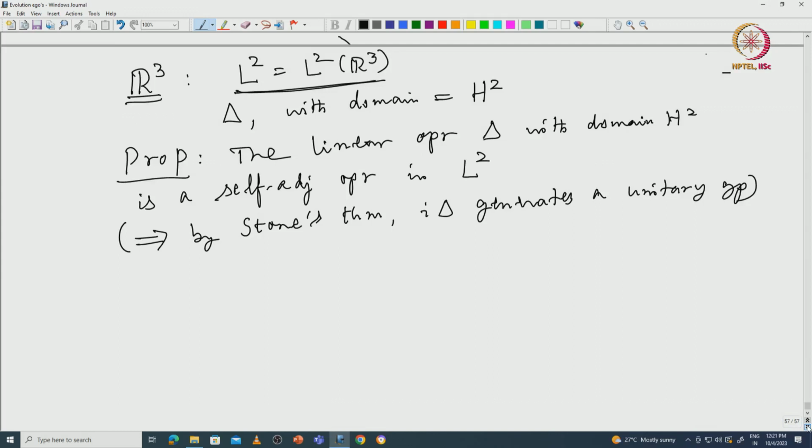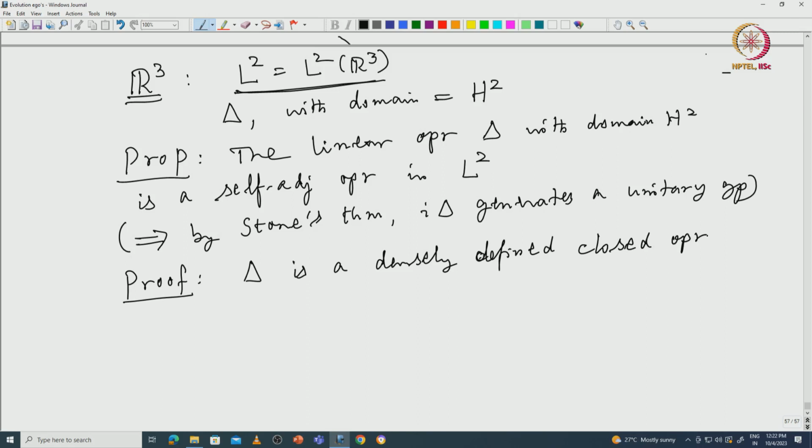Okay, so it is sufficient to show that the Laplacian is self-adjoint. There are several steps, so let me just prove it. The domain of the Laplacian is H2. H2 is clearly dense in L2, so this first part is very clear. So, delta is a densely defined closed operator. Densely defined is straightforward. Let me just show you, because we have to do these computations many times, so let me show this part, closedness.